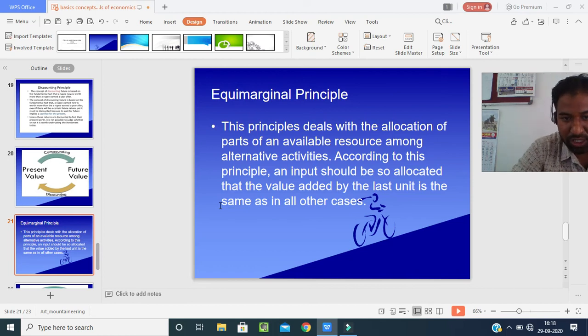Another point: according to this principle, inputs should be allocated in a proper way so that the value added by the last unit is the same as in the other cases. That means whatever quality and durability the first unit has, the last unit should also be manufactured in that way. Only then are we going to generate profit in the market, or else we will not reach our marginal utility.